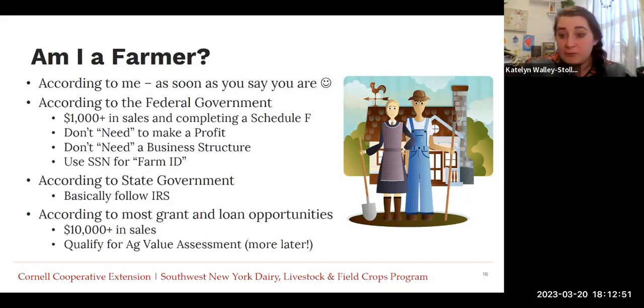So are you a farmer? Do you sell food or fiber? Do you sell food or fiber for more than $1,000? And then the next step is getting to that $10,000 number.